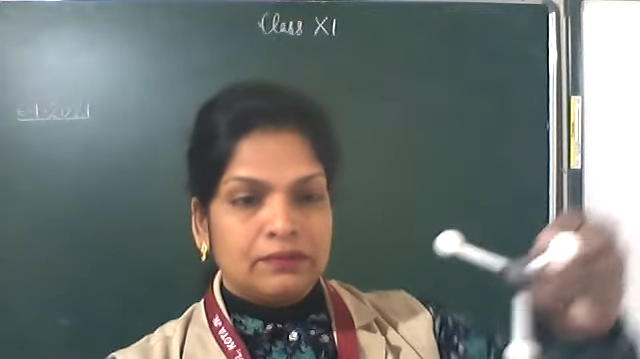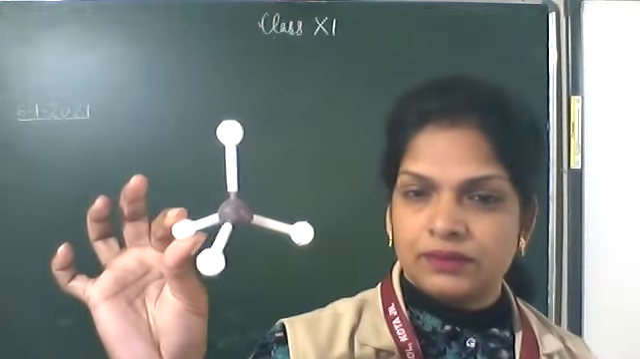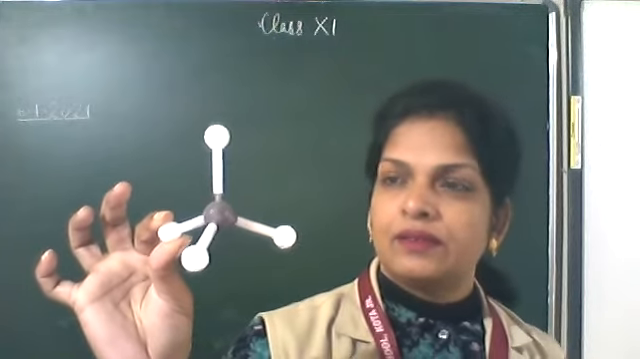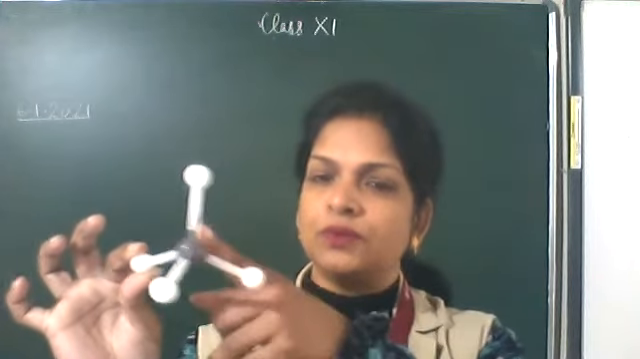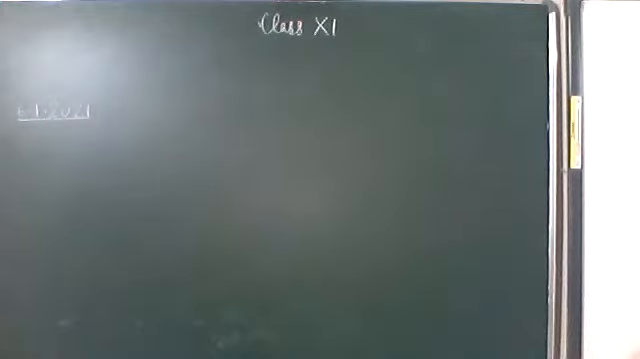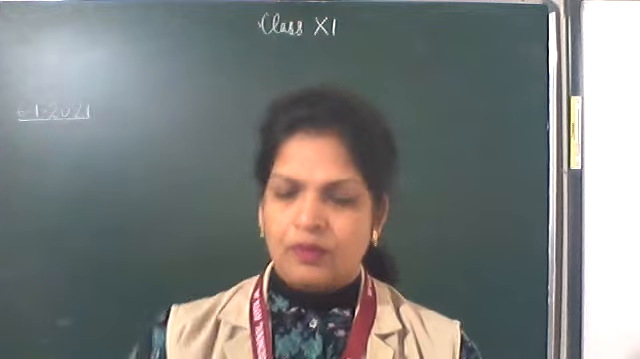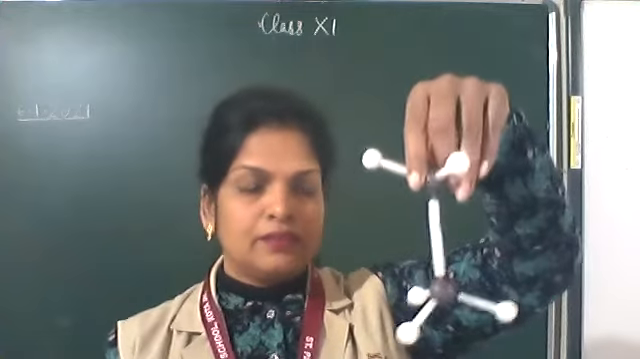So we have seen the first hydrocarbon, that is methane. Methane is tetrahedral. Yesterday I removed one hydrogen, one CH bond, and replaced it by another CH3. So this is ethane.